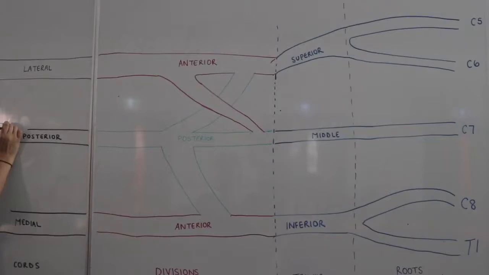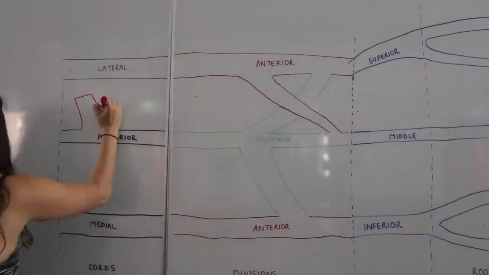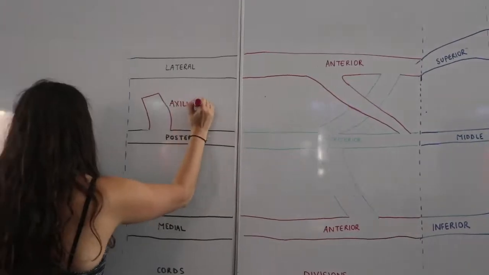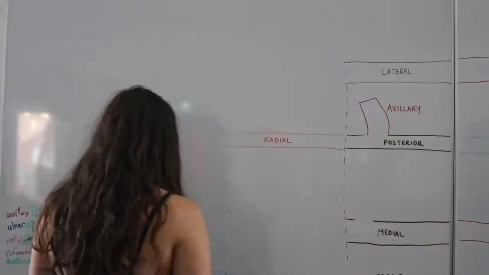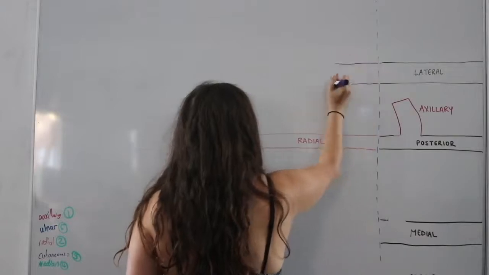The 5 roots of the plexus are from C5 to T1. These then form the superior, middle and inferior trunks. Together these split to form the anterior and posterior divisions. The posterior division forms the posterior cord, which the axillary nerve comes off. The posterior cord continues on to form the radial nerve.